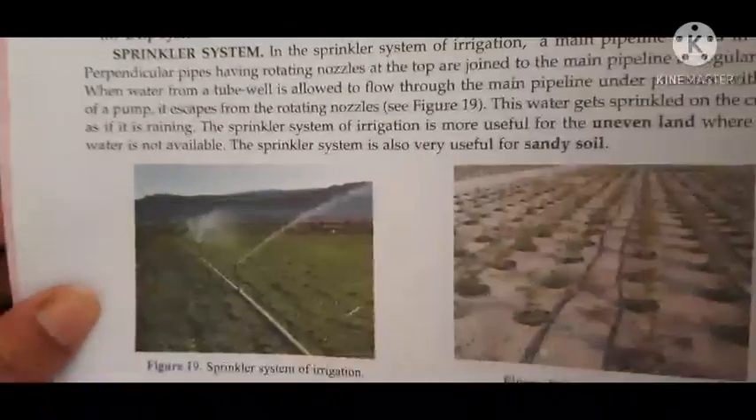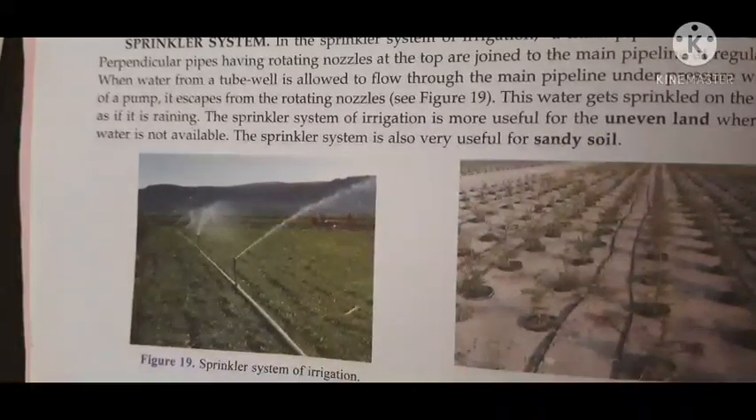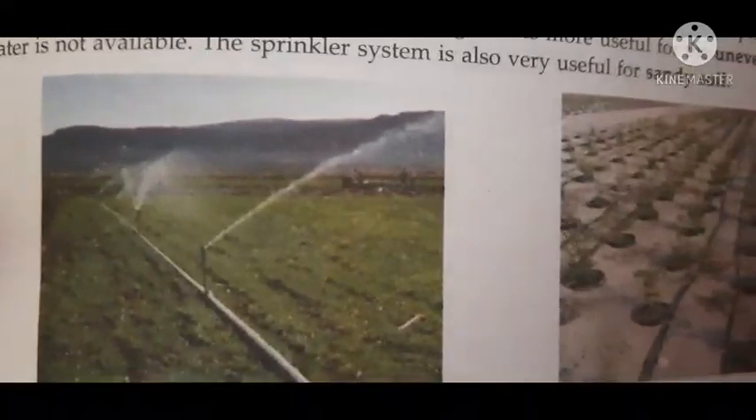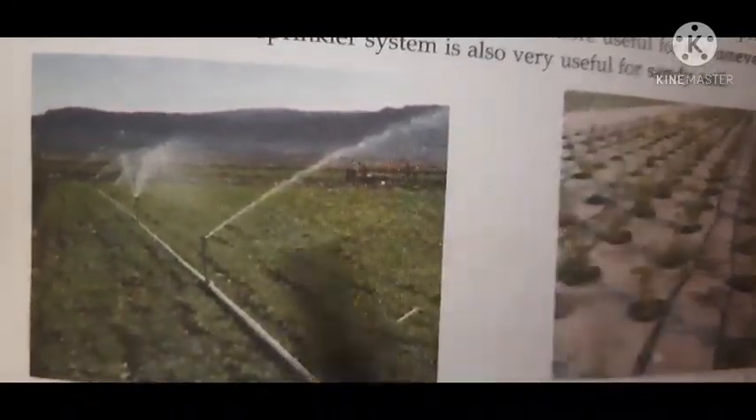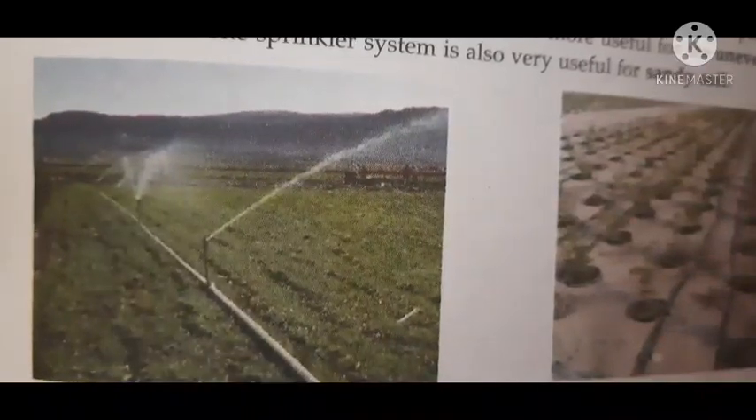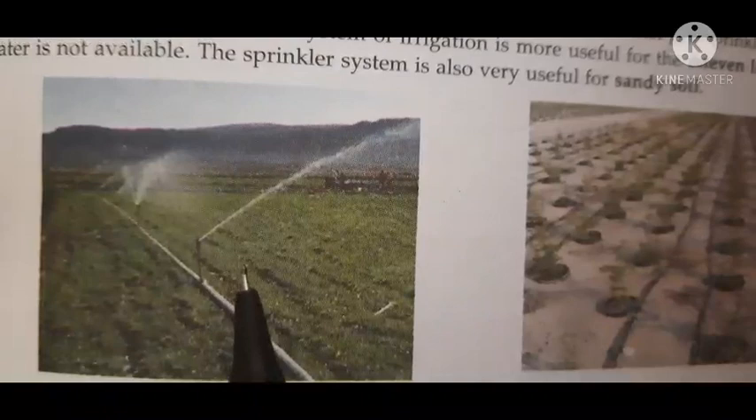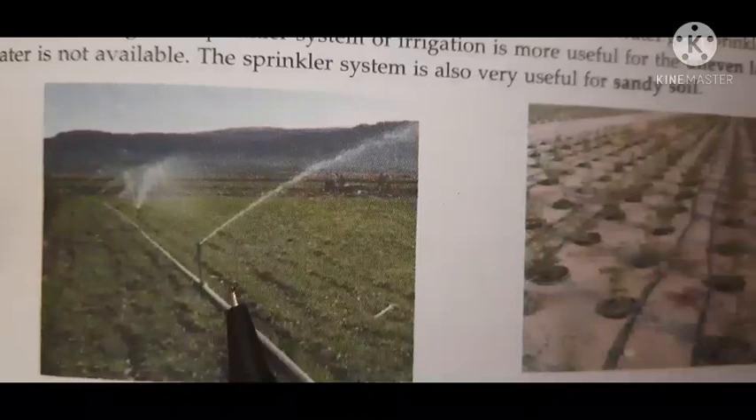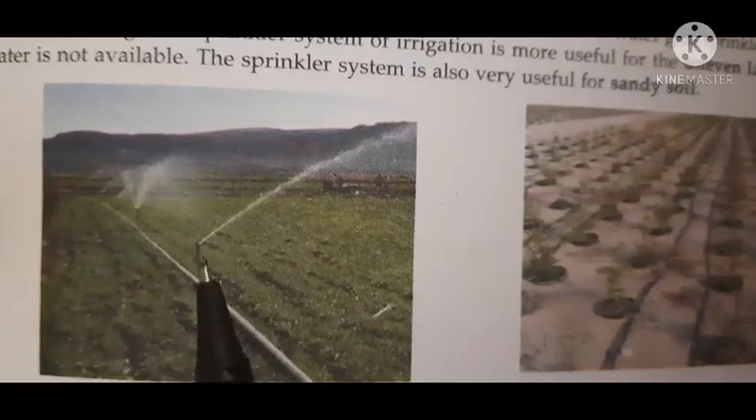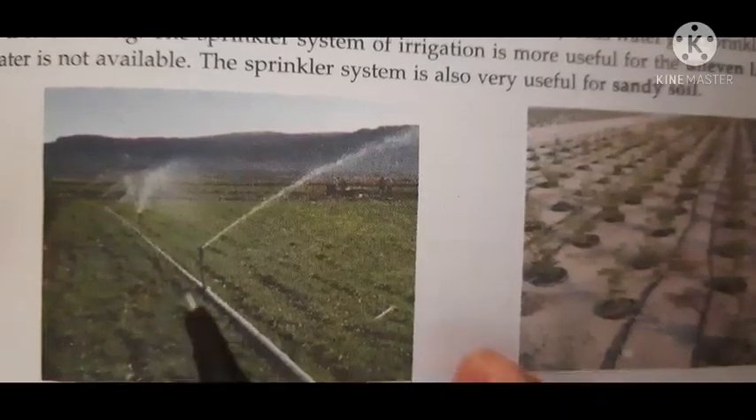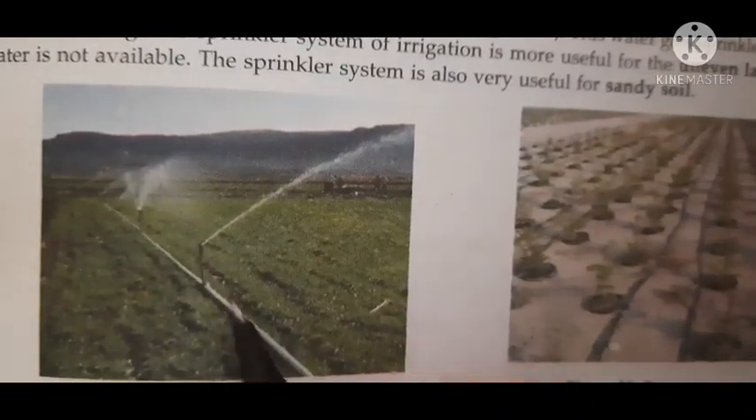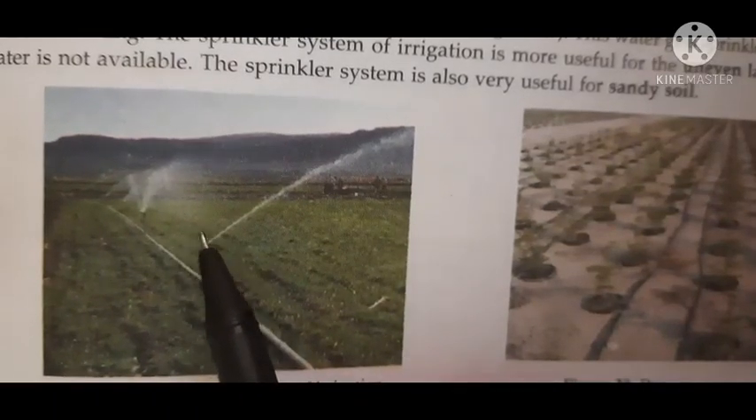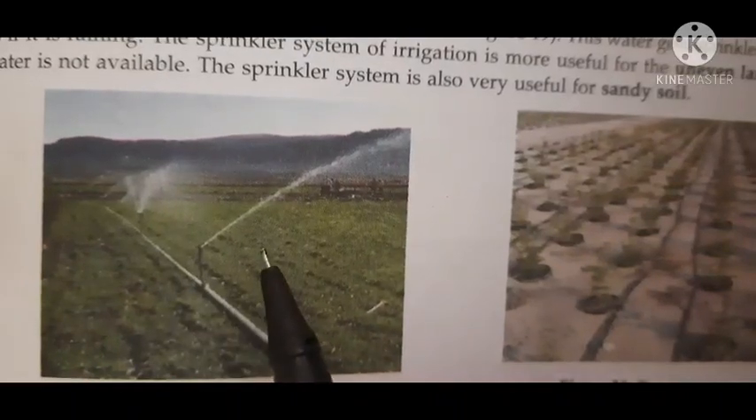See here students, I hope you can see the diagram properly. You can refer to your book also. Okay, I'll just bring it close to the camera. Yeah, now I hope it's clear. Now here this is the field, and this is the main pipe. In this main pipe, perpendicular pipes, you can see this pipe, they have a rotating nozzle on top. This is called the rotating nozzle. This is the main pipe, this is the perpendicular pipe, and on top there is a rotating nozzle, means you can rotate it. Okay, that is placed.